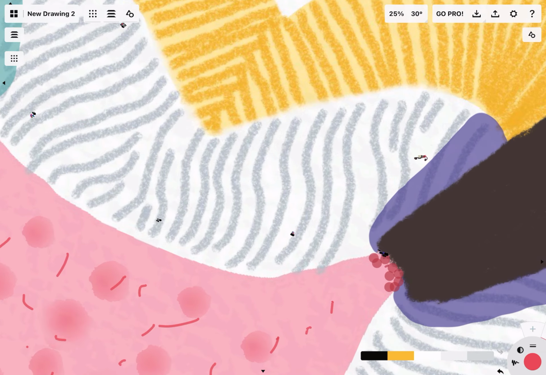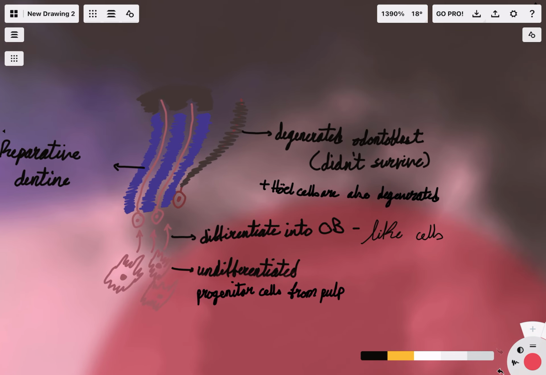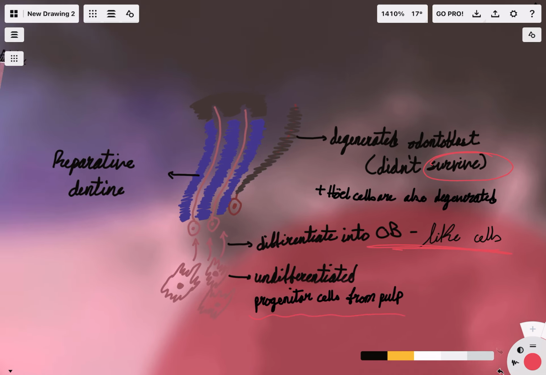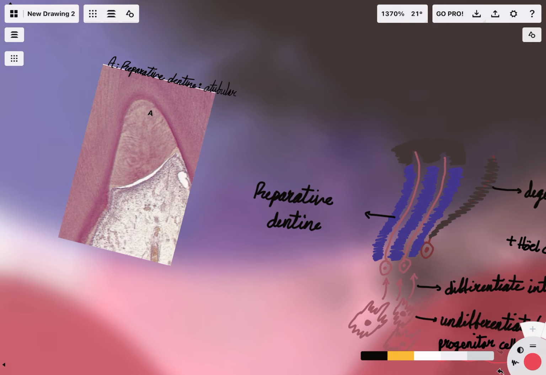The second type is the reparative dentine, which involves a response to necrotic pulp injury, which means the odontoblasts have died. Here the tertiary dentine is formed by odontoblast-like cells that differentiate from pulpal progenitor cells, forming the reparative dentine, which is mostly amorphous due to the absence of the odontoblastic processes.